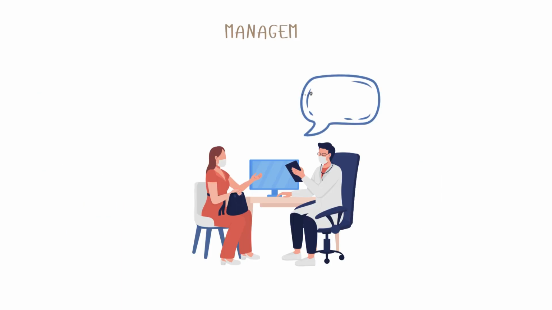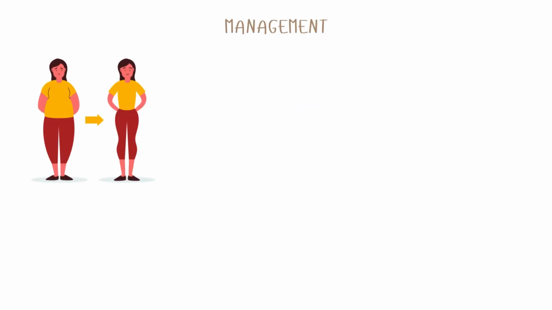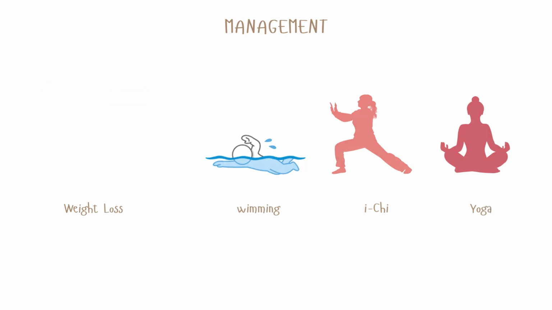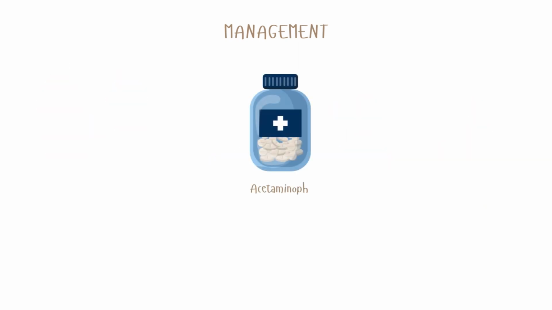The patient should be informed that structural changes are permanent and a cure is not possible. Only pain and function can be improved. The treatment consists of lifestyle modifications, such as weight loss and doing moderate exercise, in which hydrotherapy, swimming, tai chi, and yoga are effective. Acetaminophen is the best initial analgesic.